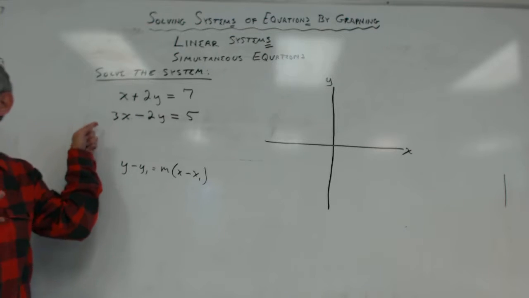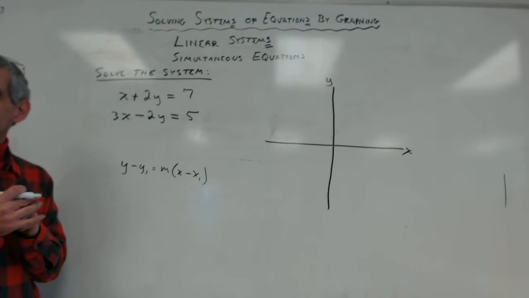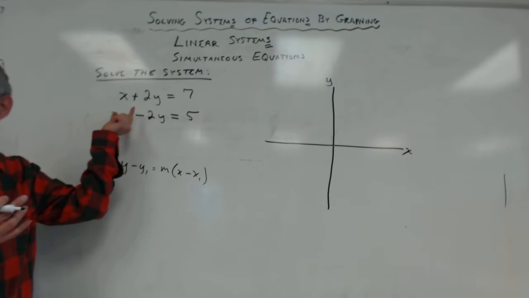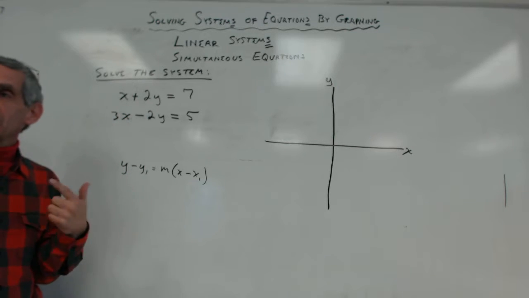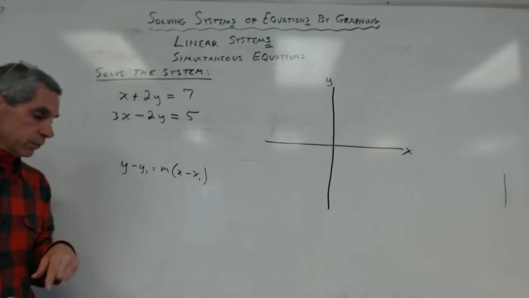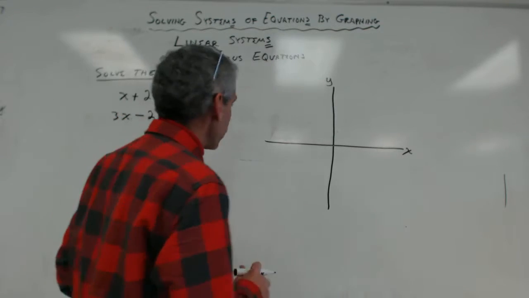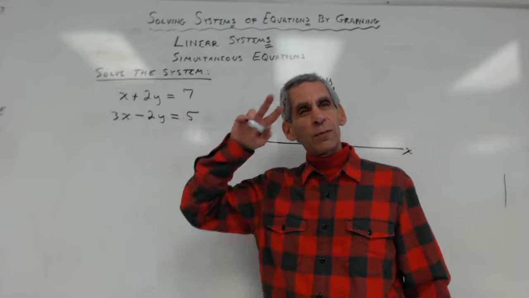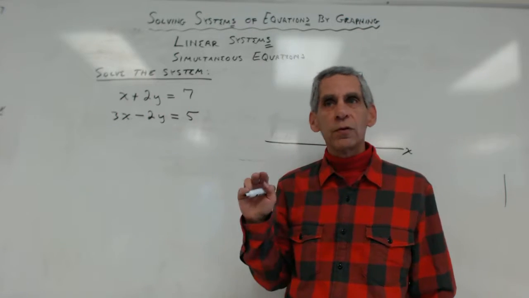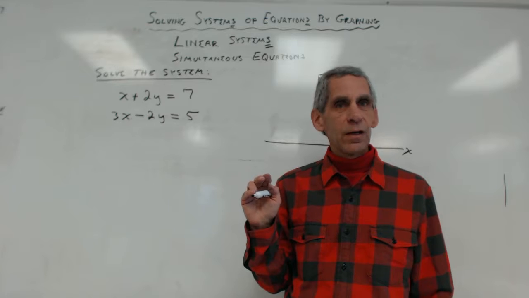Which form are these written in? Standard form. Standard form has your x and y on the same side. Slope intercept is that famous formula, y equals mx plus b, right? All right, so we know they're in standard form. How do you graph something in standard form again? Who remembers? Anybody?